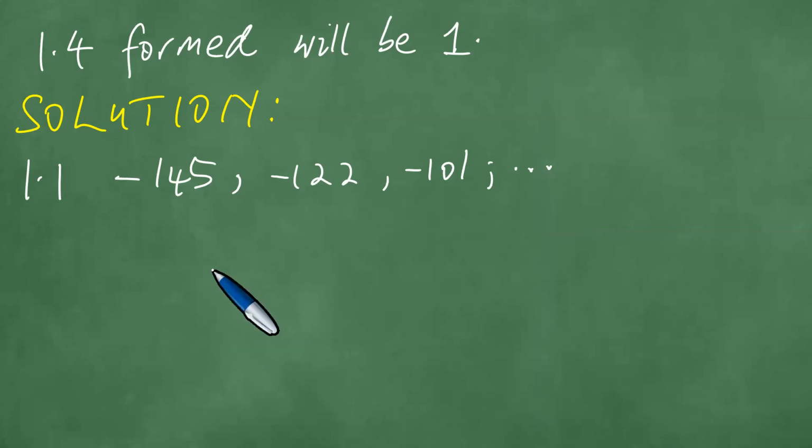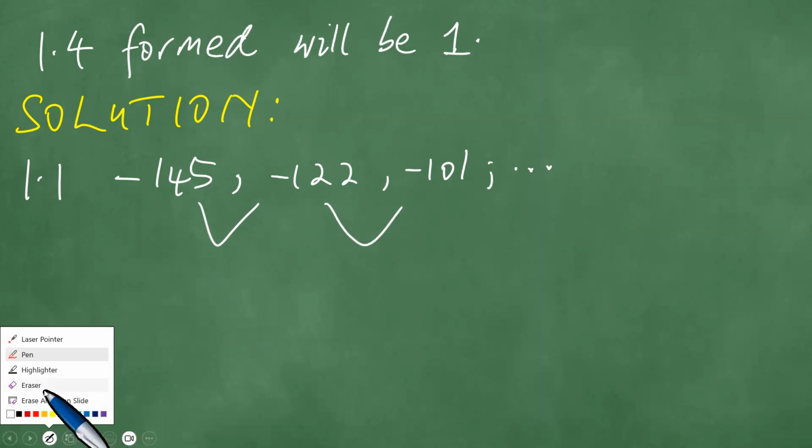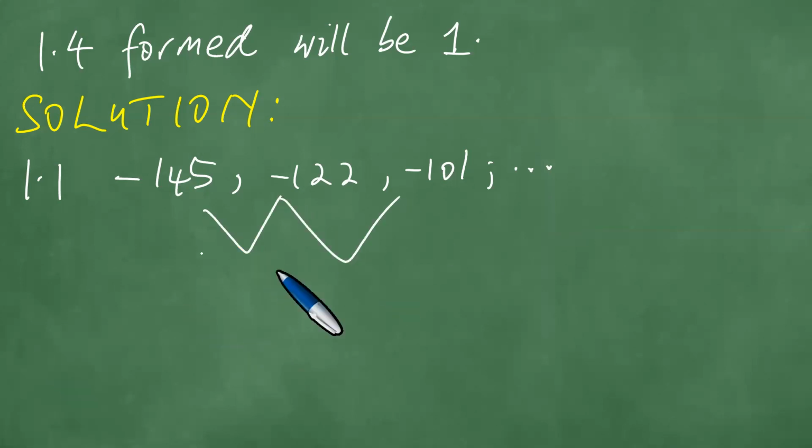Now here we can get the difference between these terms. Let's find the difference here. This minus this is what? Minus 122 minus minus 145 is 23. This minus that is going to be 21. And therefore, the second difference here is 21 minus 23, which is minus 2.